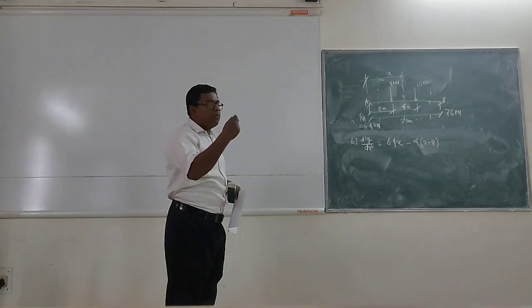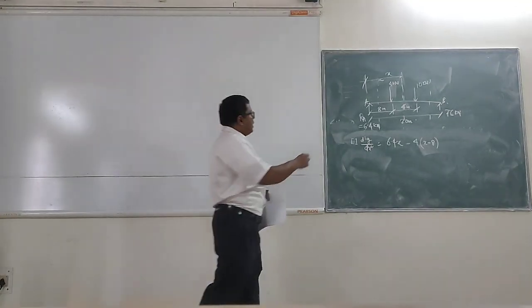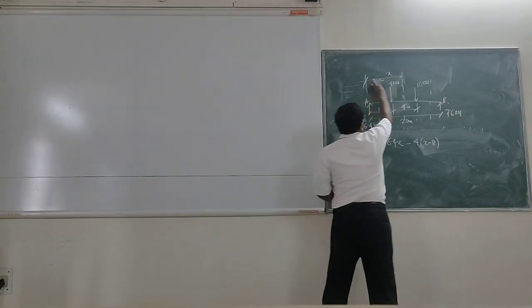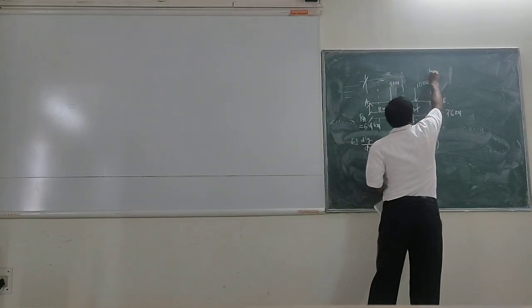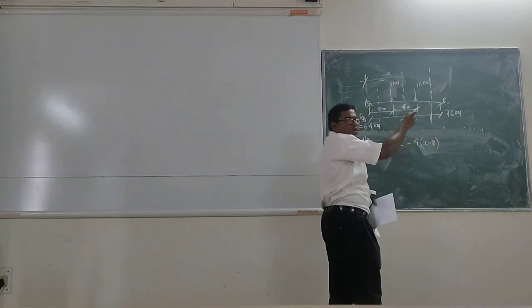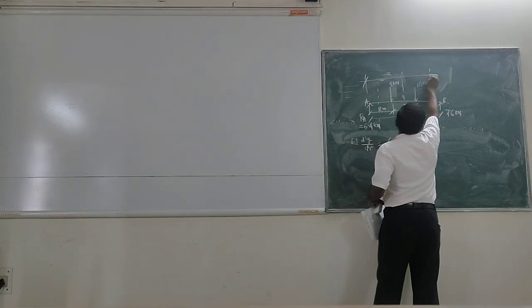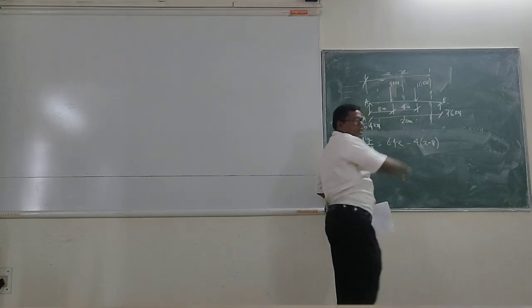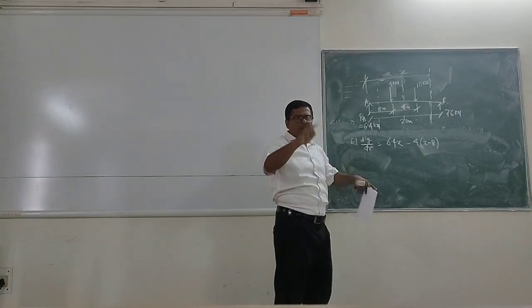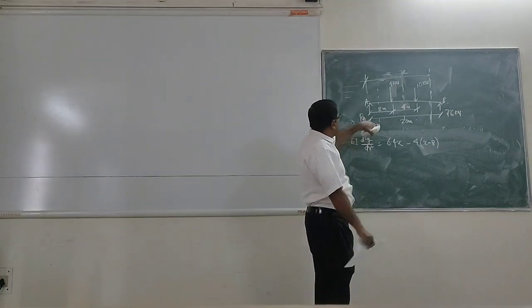Now next one will come where? The next section X will be coming over here, right? After the load. So the next section will come over here. From here to here, this is X. So you see the equation. What is happening?